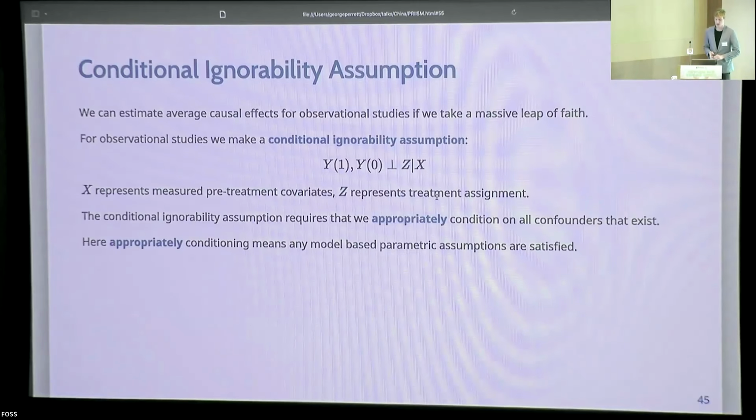You could think of it as meaning that any model-based parametric assumptions are satisfied. What's a model-based parametric assumption? It seems kind of jargony. Things like the linearity assumption of linear regression, or the homoscedasticity of a regression. Those are what I mean when I say parametric assumptions. So we're assuming that we've measured every single confounder that exists and that we have appropriately modeled it. That's what the conditional ignorability assumption means, and when we are in an observational study, we are making this assumption.